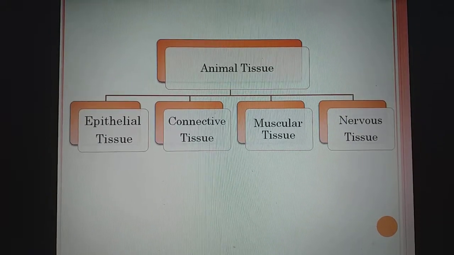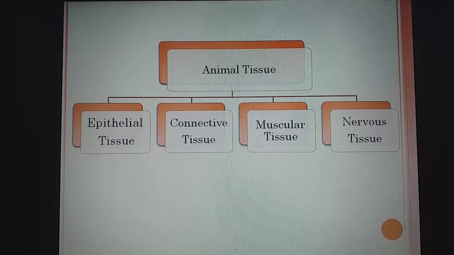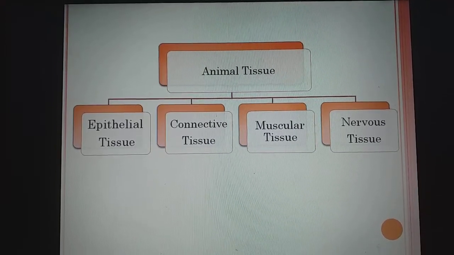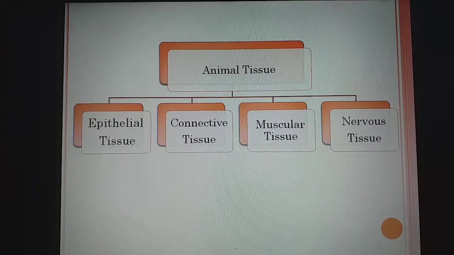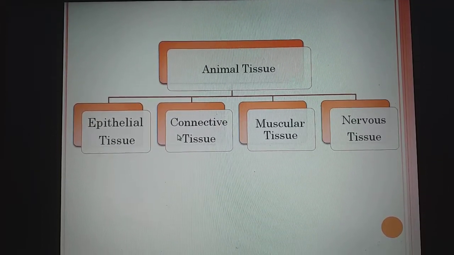So we are doing animal tissue. Animal tissue is of four types: epithelial tissue, connective tissue, muscular tissue and nervous tissue. Among those, epithelial tissue we have completed. Now we are doing connective tissue.